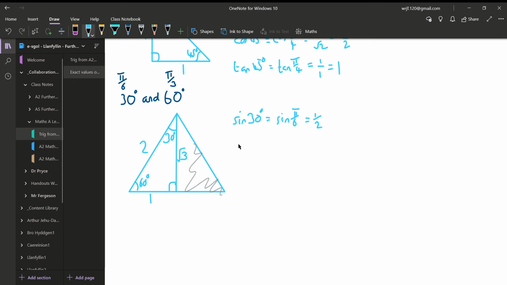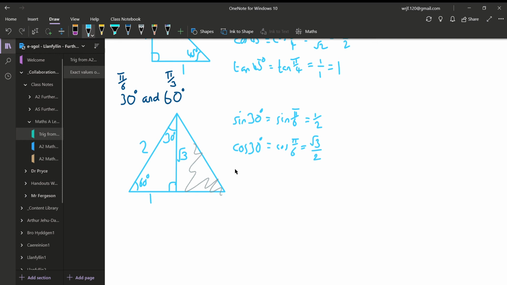Then we can look at the cos of 30 degrees. And clearly that's going to be the same as the cos of pi over 6 radians. And this time, with my focus at the 30-degree angle, I'm looking at adjacent and hypotenuse. So adjacent root 3, hypotenuse 2, gives me a third value of cos of 30 degrees being root 3 over 2, or cos of pi over 6 radians.